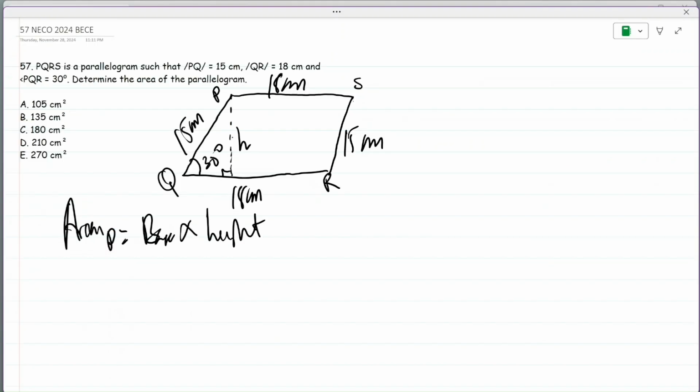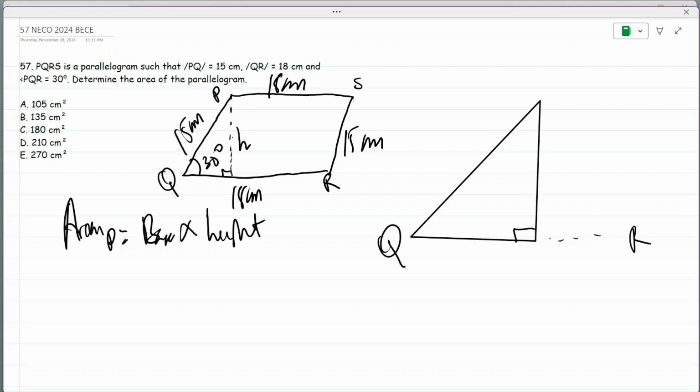For the sake of understanding, let's redraw. So we have it like this. And this is 90 degrees. And this is our Q. This extends to our R. We don't need it for now. We have our P. And we have this as 30 degrees. And here we have 15 centimeters. And we need this side, which is our height.